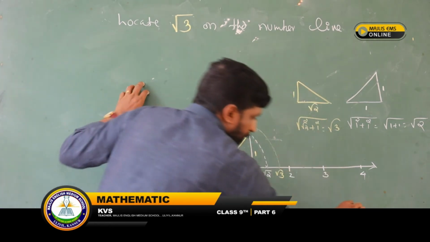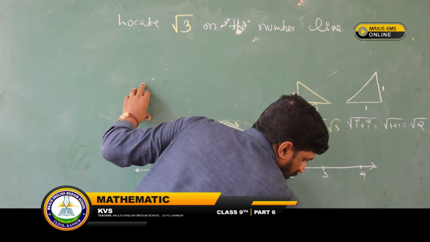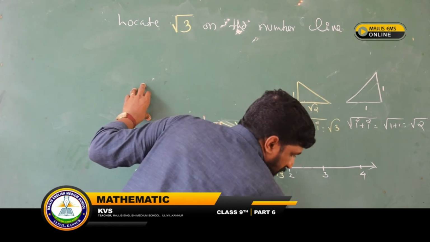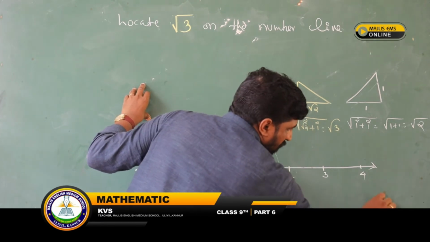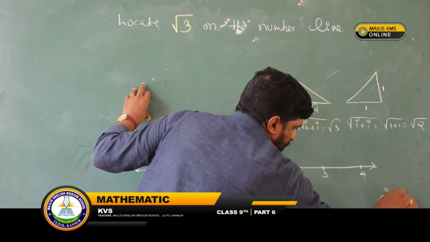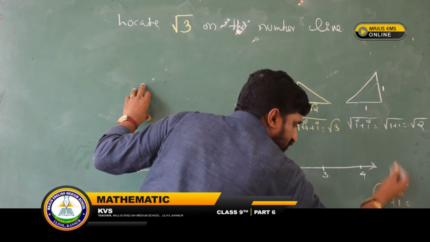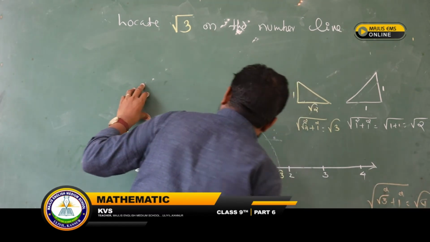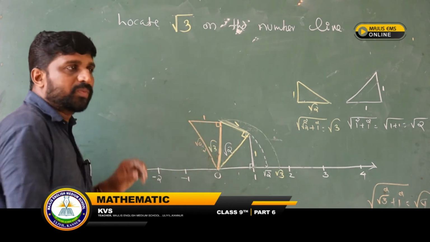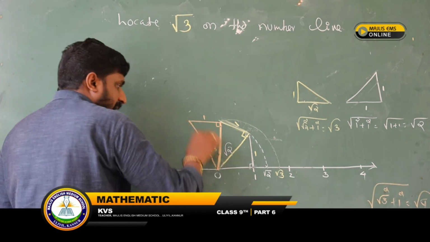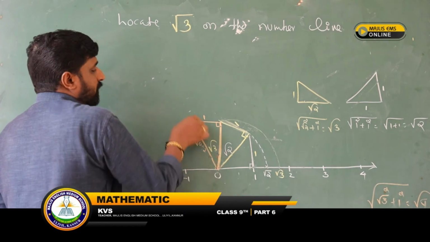By using again, this is root 3 and this is 1. By using Pythagoras theorem, we get root 3 square plus 1 square. Root of the root 3 square is 3, that is root 4. Then this value we can take as root 4. Root 4 is actually 2. Then we can consider this as root 4.